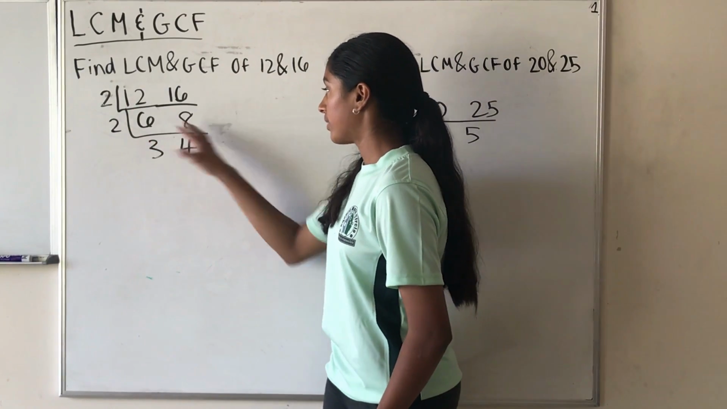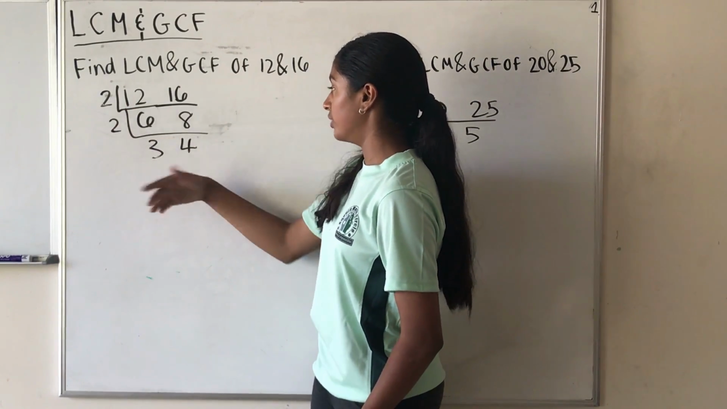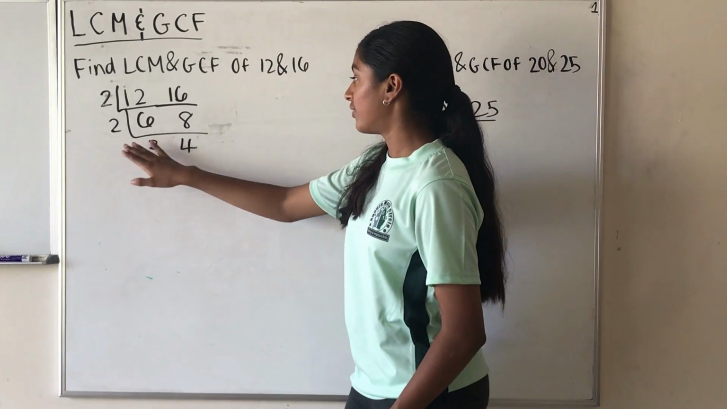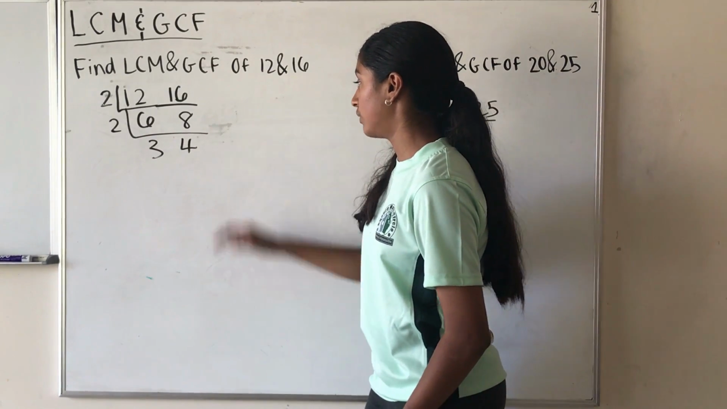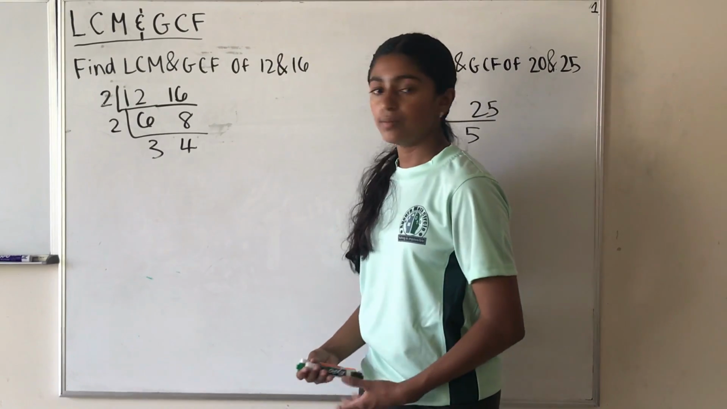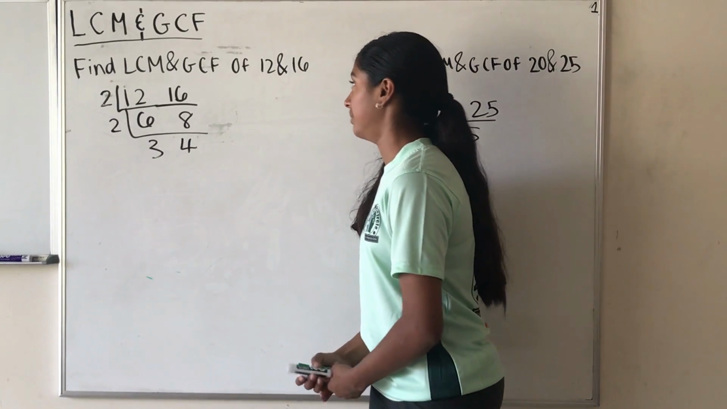You draw the L, and you write the smallest prime number, which again is 2. Then you do 6 divided by 2 is 3, and 8 divided by 2 is 4. So 3 and 4 don't have any prime numbers in common, so you're done.